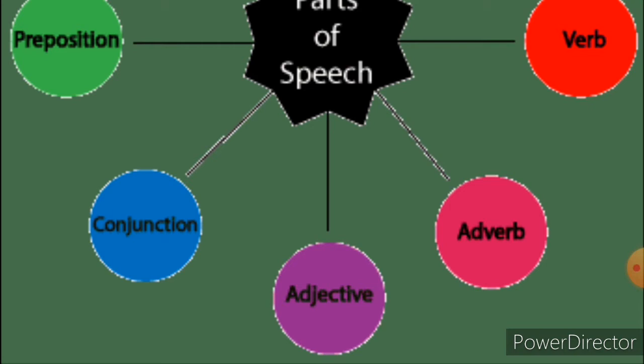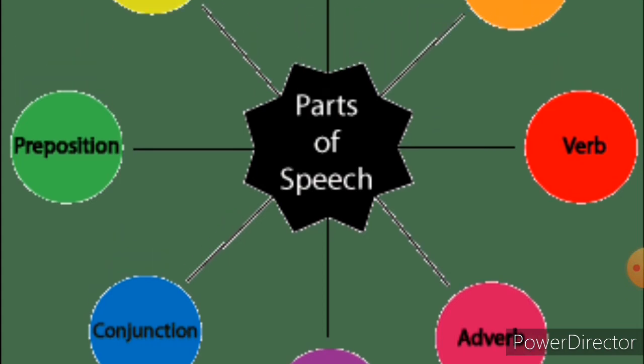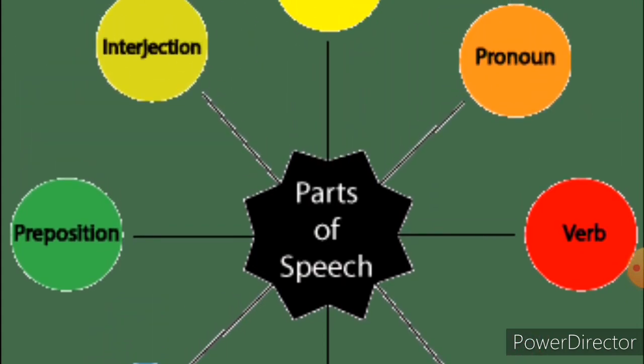C-O-N-J-U-N-C-T-I-O-N. Conjunction. The next seventh one is the preposition. Look at the spelling. P-R-E-P-O-S-I-T-I-O-N. Preposition. And then the last eighth one is the interjection. I-N-T-E-R-J-E-C-T-I-O-N. So there are how many parts of speech, children?